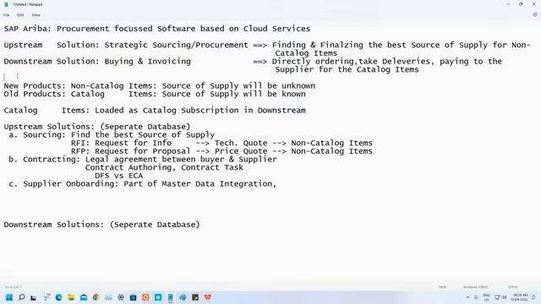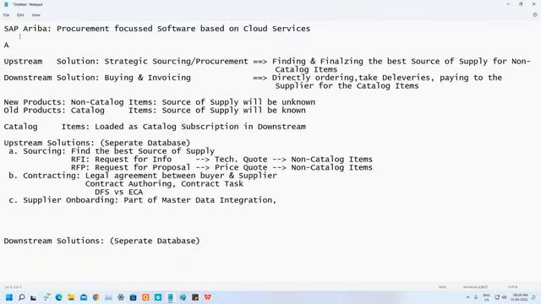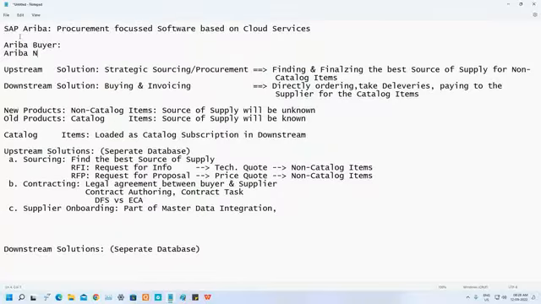Why? You will see in the Ariba user interface that you have two user interfaces. The first one is Ariba Buyer. What is the second one? The second one is Ariba Network. Now all of you will say, what is this Ariba Network? Ariba Buyer is used by buyers only. So it's not like an enterprise portal where both buyer and supplier will be able to log in.